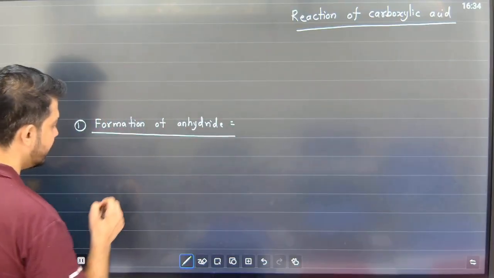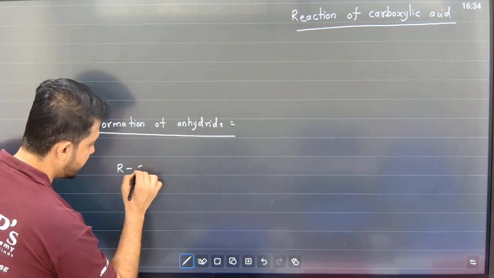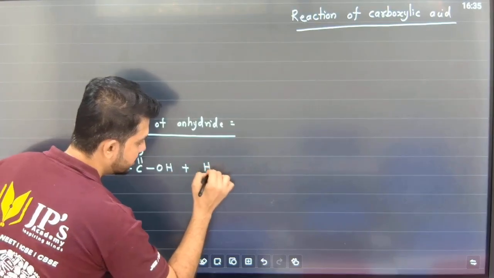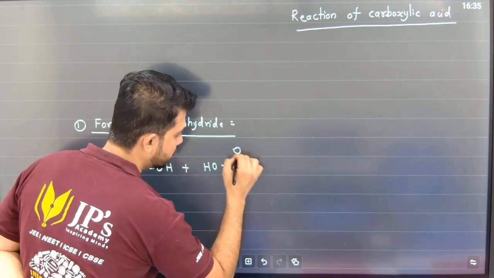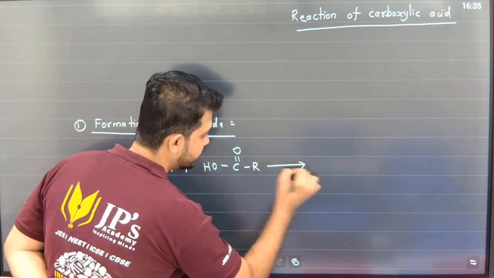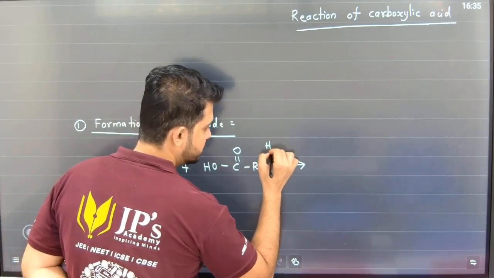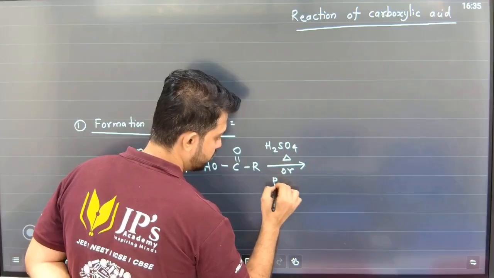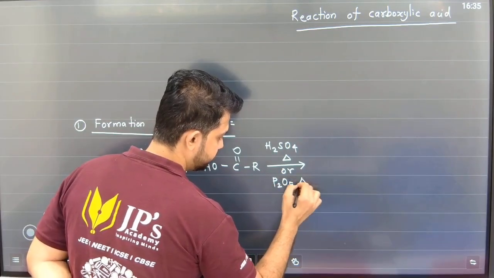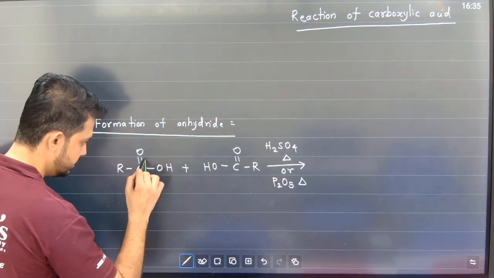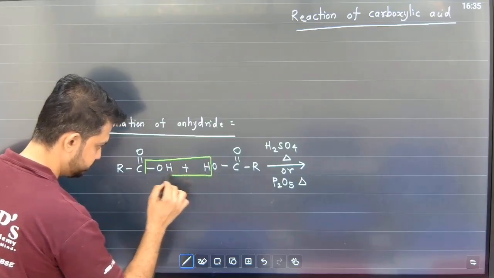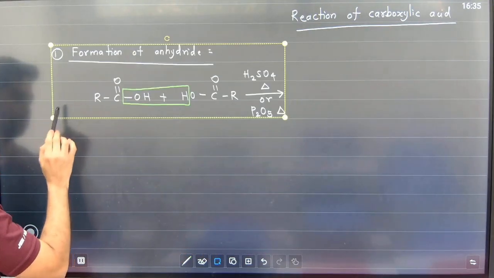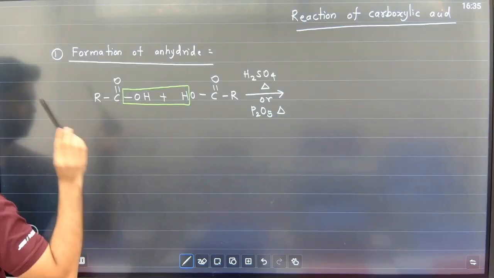So if I have carboxylic acid and I remove water from 2 units of carboxylic acids by using, let's say, H2SO4 heating or P2O5, you can say this is intermolecular dehydration. So we are removing water over here.